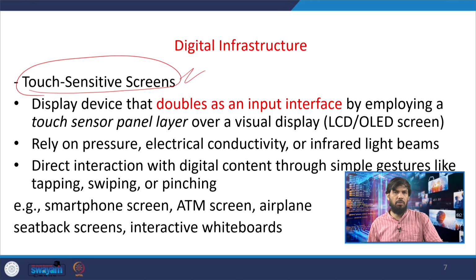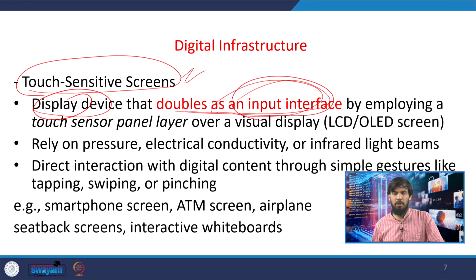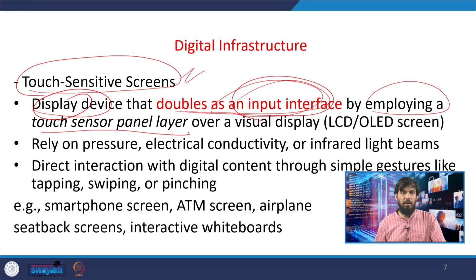So, what are touch sensitive screens about? These are display devices that double as an input interface. Actually, a display screen is an output device, which we will be talking about later, right. But if it is a touch sensitive screen, it also provides a mechanism to give input. So, it doubles as an input interface. How does it do that? By employing a touch sensor panel layer over the visual display. So, over the visual display there is another layer that acts as a touch sensor panel.